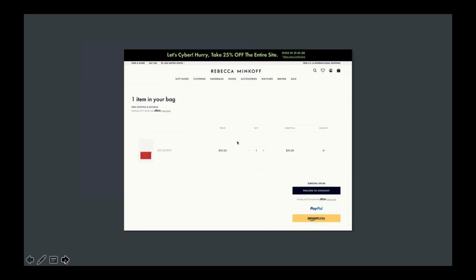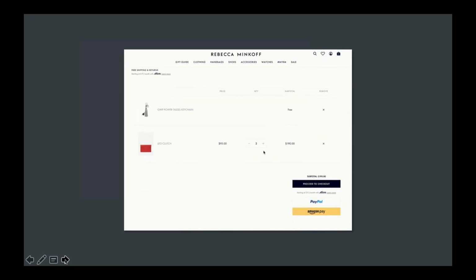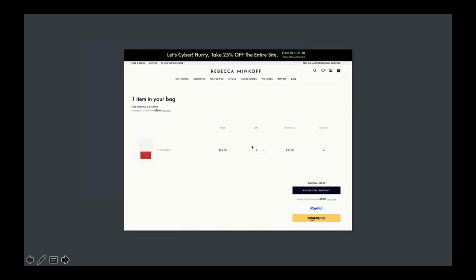Rebecca Minkoff did something very similar over BFCM last year, operating this at the cart level, so that when someone added or removed an item from their cart based on the spending threshold, that free gift was automatically populated.